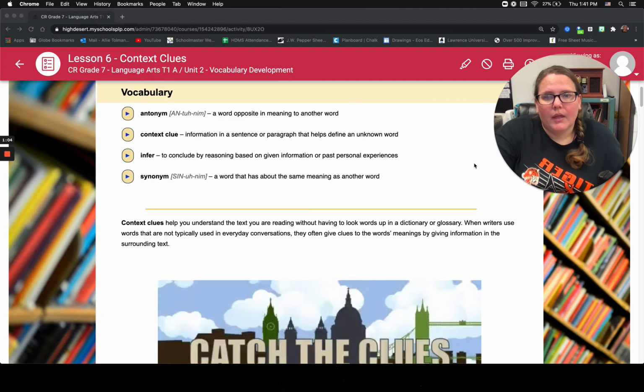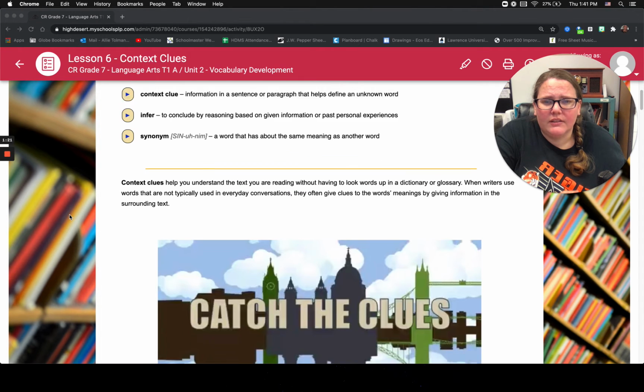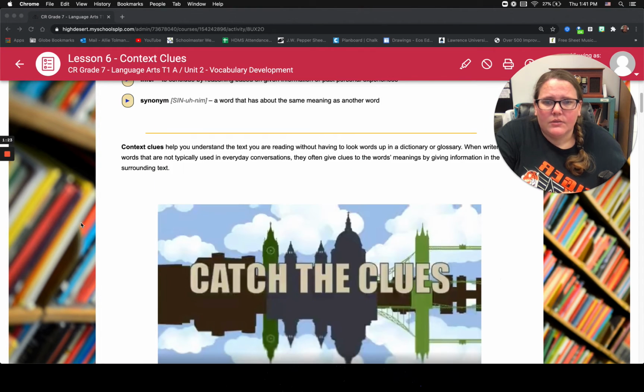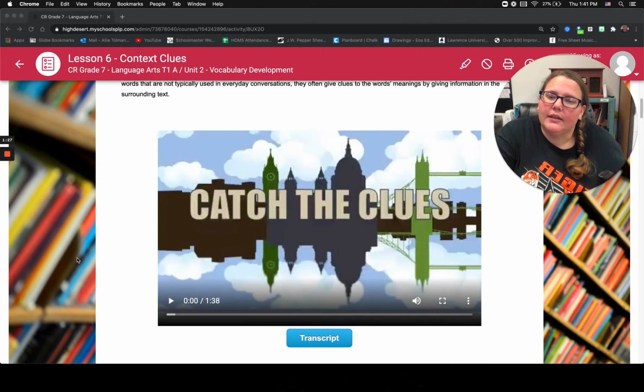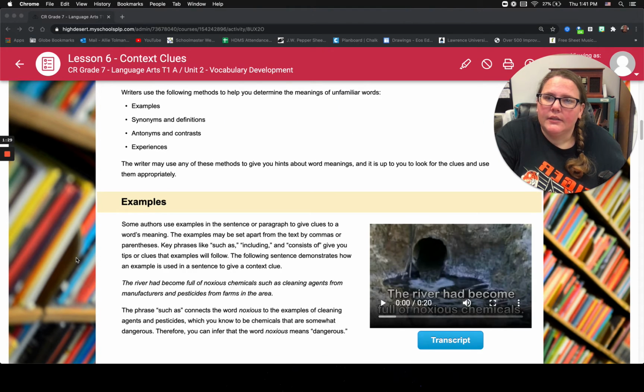Context clues help you understand the text you're reading without having to look up words in a dictionary or glossary. When writers use words that are not typically used in everyday conversations, they often give context clues to the words' meanings by giving the information in the surrounding text. So here is a wonderful little video on catching the clues. It's a good idea that you watch through it.